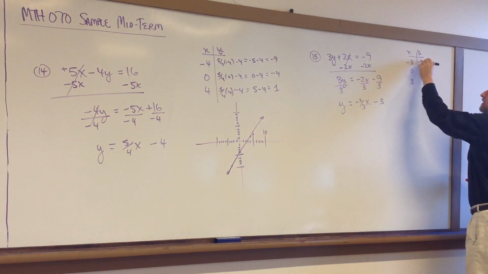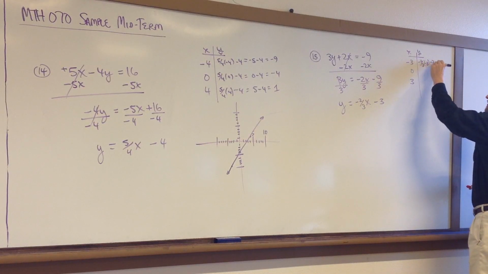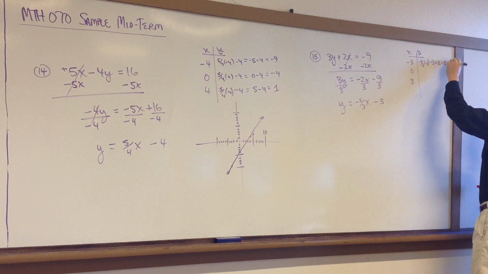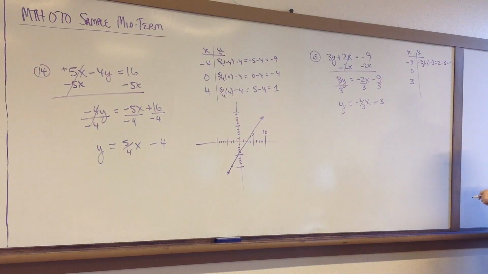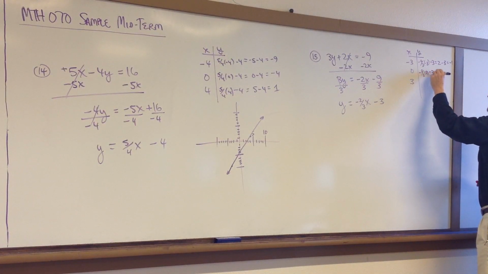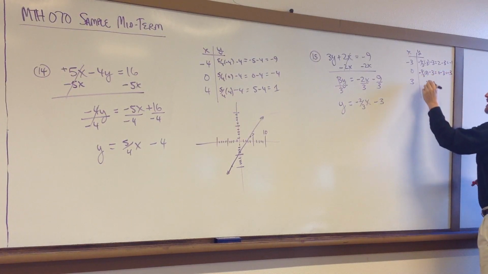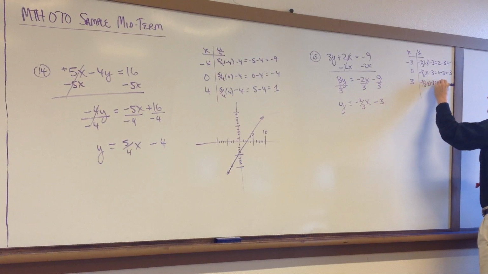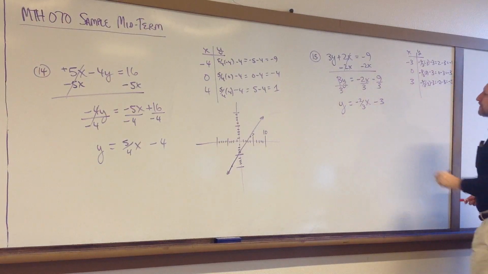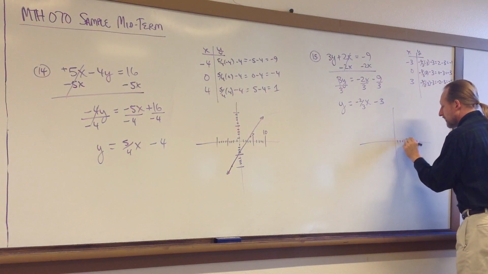And let's see, negative 2/3 times negative 3 minus 3. So that's going to be positive 2 minus 3 is negative 1. The 0 is just going to give us negative 3. And then the positive 3, what are we going to get here? That's going to be negative 2 minus 3, negative 5. All right, so there's our points. Let's see what they look like.